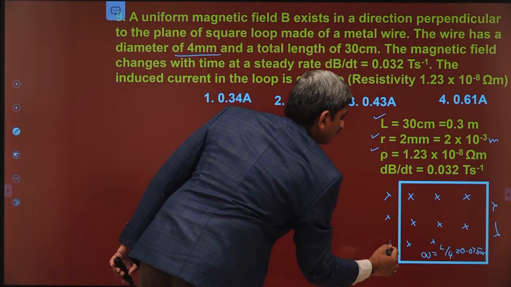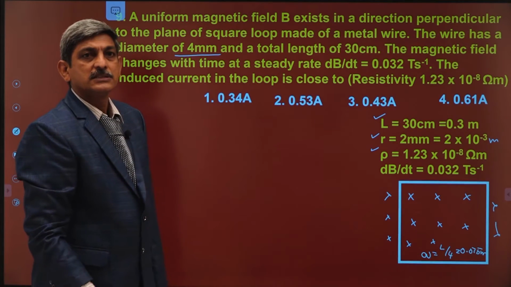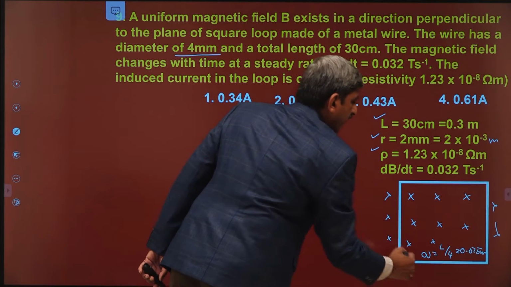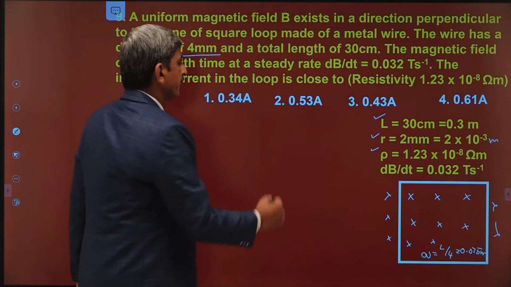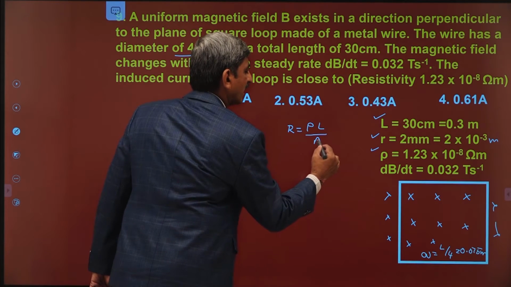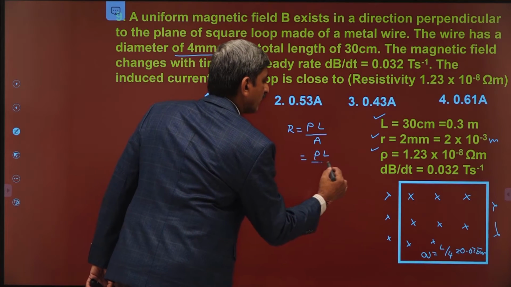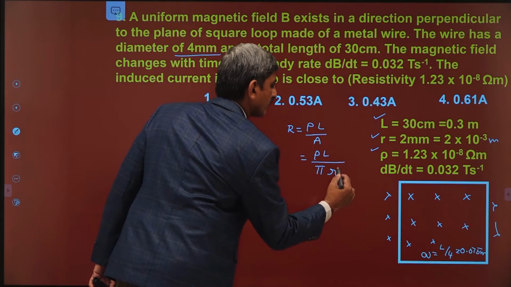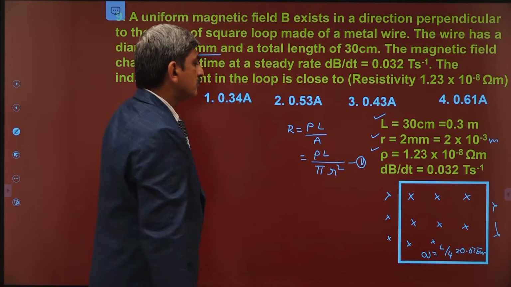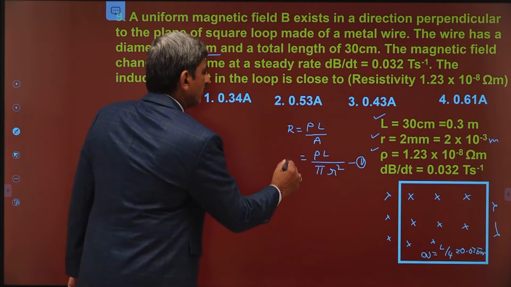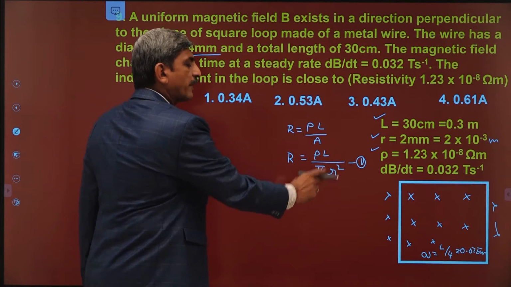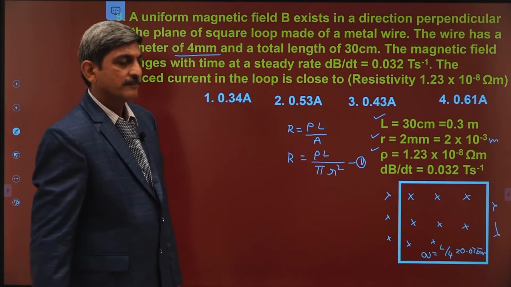Okay. Now, how to calculate the current value? First of all, for this entire wire, calculate the resistance value by using the formula R is equal to rho L by A. This is equal to rho L divided by pi R square. Here rho is given in the problem, L is given in the problem, and the radius of the wire is also given. By that we can determine the resistance of the given wire, that is rho L by pi R square, from the lesson current electricity.